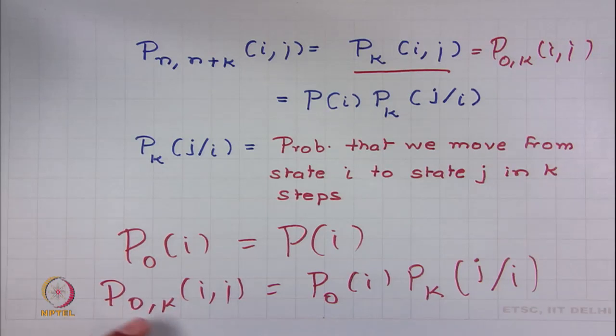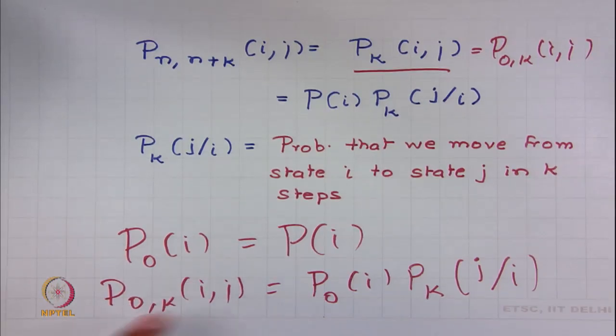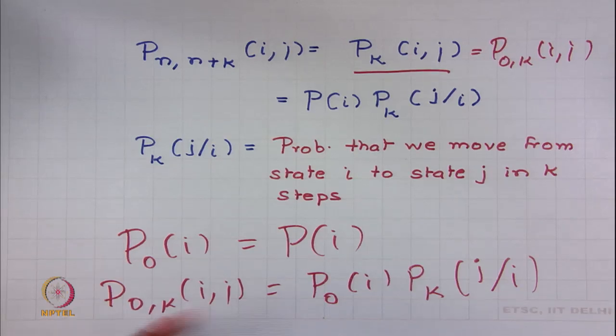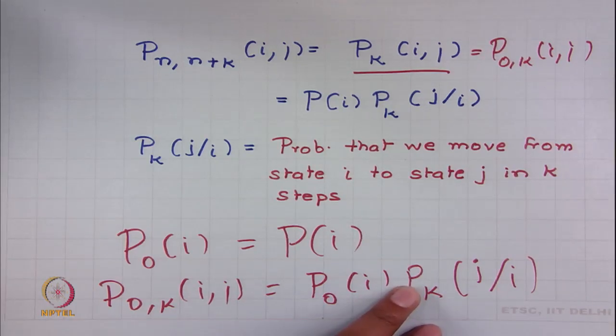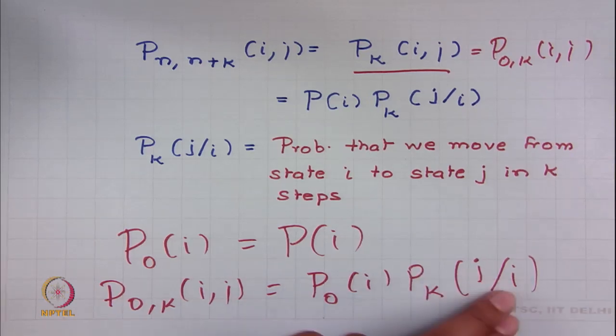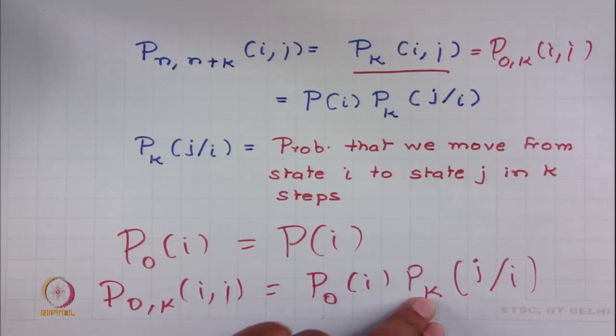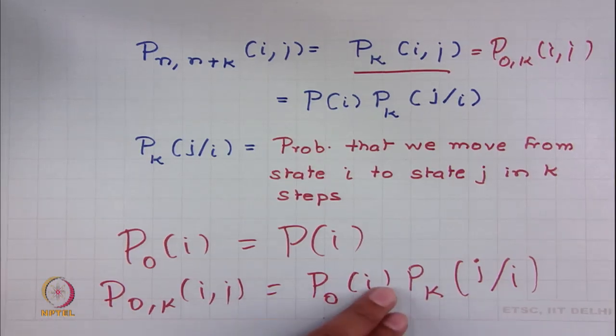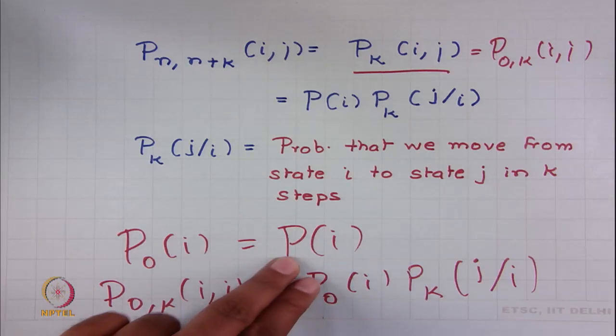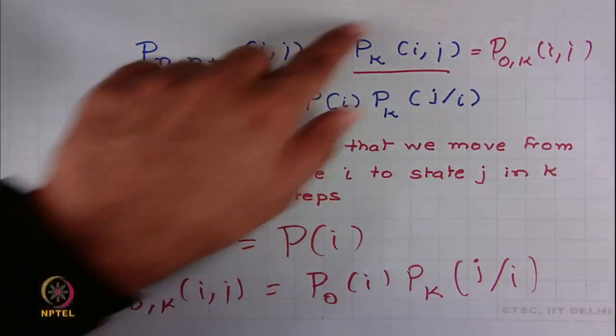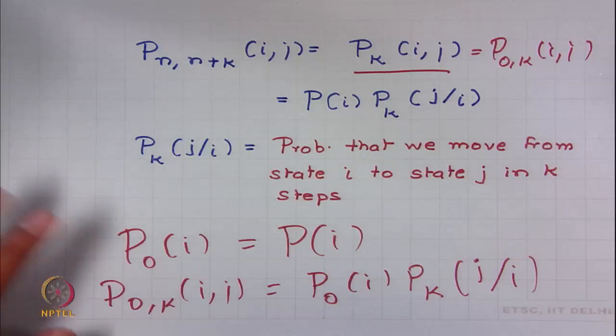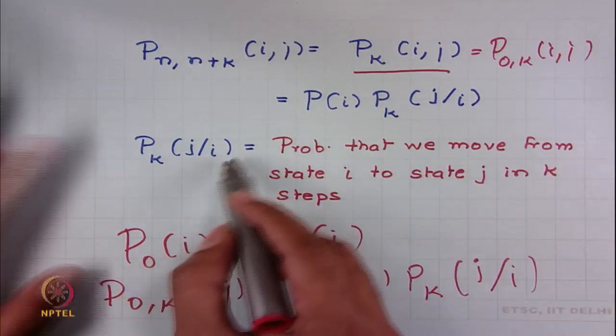Again I repeat, the probability that you are in state i at the 0th time and in state j at the kth time is just the probability that you are in state i at the 0th time and the probability that you move to state j from state i in k time units. And what I am saying is that the probability that you are in state i at the 0th time instance is nothing but the probability of i. So, I can replace this with this thing. Okay. What is the meaning of this?